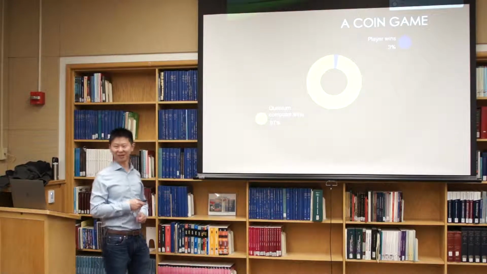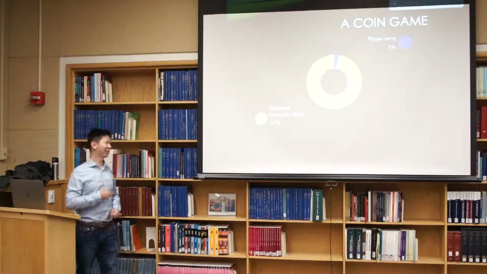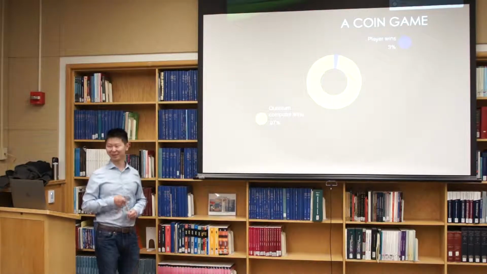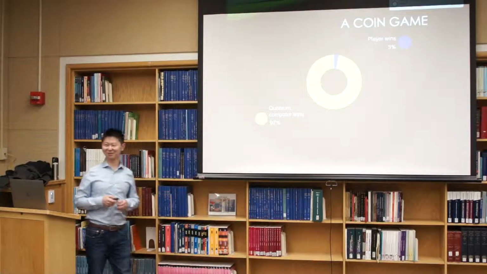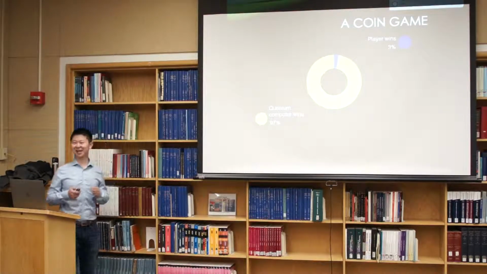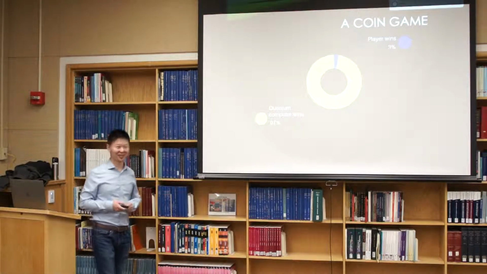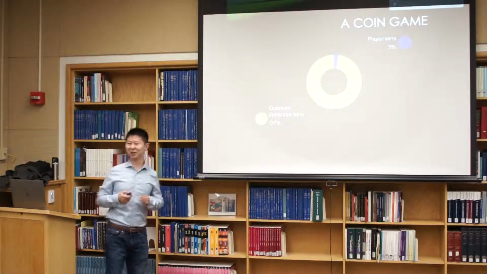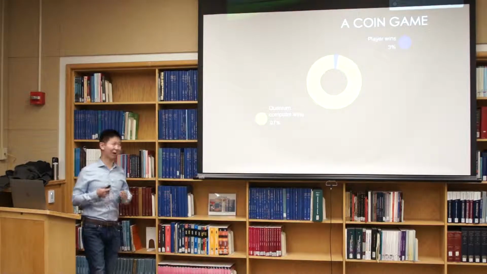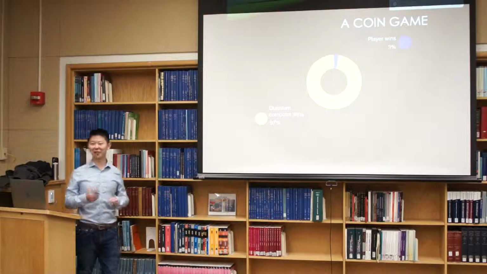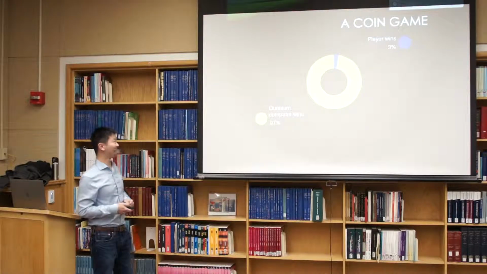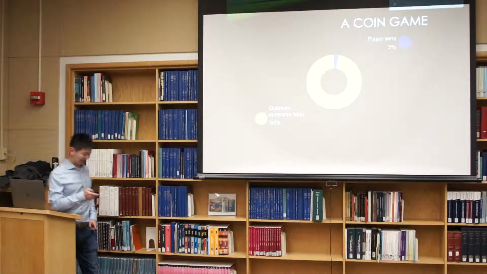So if the quantum computer is performing perfectly, the player is not going to win at all. So this seems like magic. What's really happening? It seems like the computer is cheating, but it's actually not. It's simply because this computer is using the power of quantum physics, and that will make the player lose all the time.